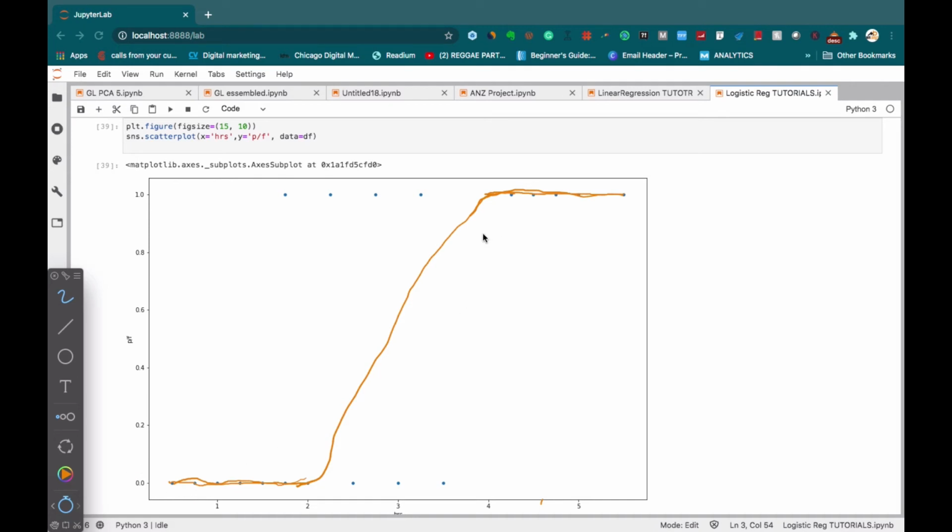So you can see that this line or this curve actually captures most of the points for us.